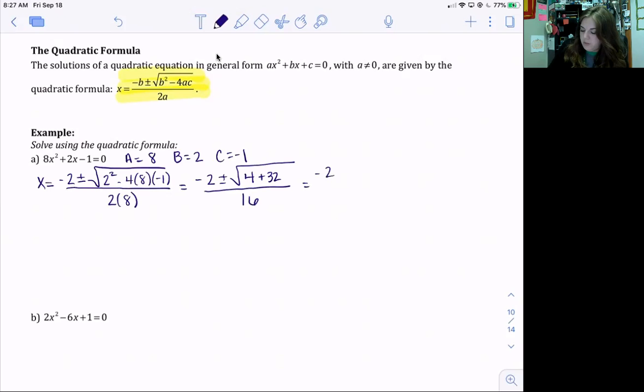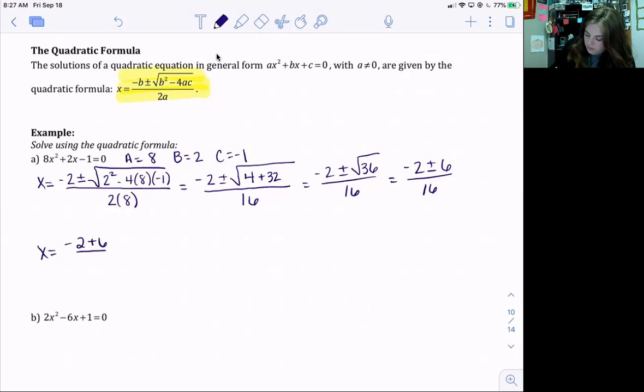We have negative 2 plus or minus the square root of 4 plus 32, which is 36, all over 16, which equals negative 2 plus or minus the square root of 36, which is 6, over 16. And then we're going to break this up into two equations. So we have x equals negative 2 plus 6 over 16. And we have x equals negative 2 minus 6 over 16.